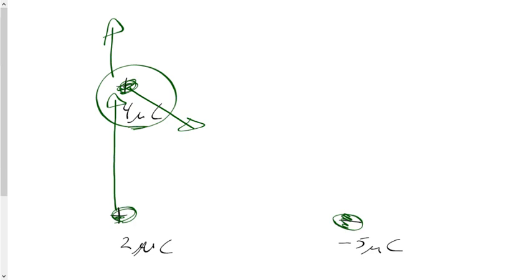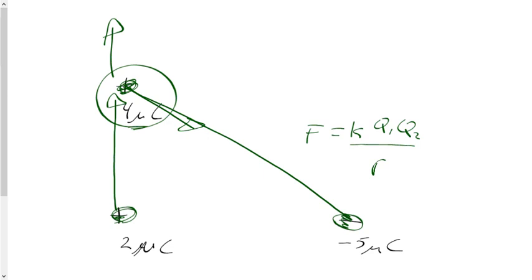So you would have to look at the distance between them and apply this equation where F equals K times Q1 Q2 over R squared. Each time that you run this equation, for example, one time this would be Q1 and this would be Q2, and then the next time you run the equation, this would be Q1 and this would be Q2. You'd have to run it 2 times separately. And that's what you would do.